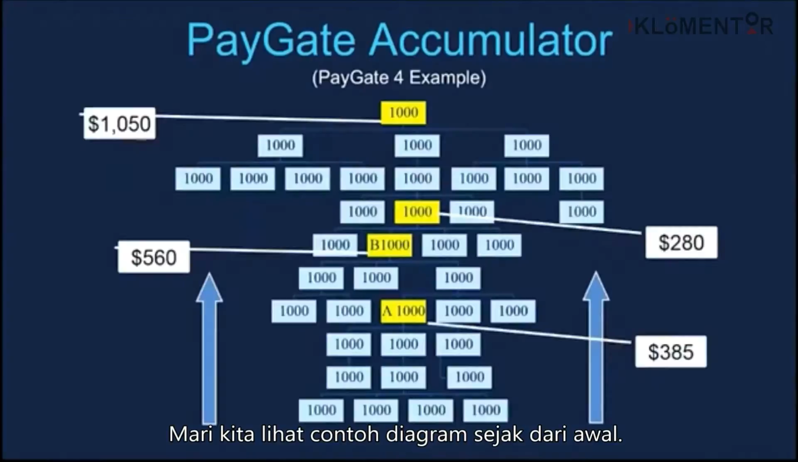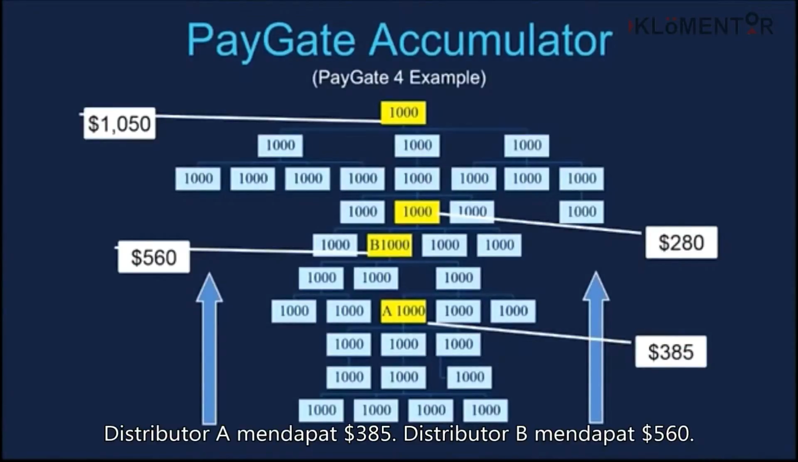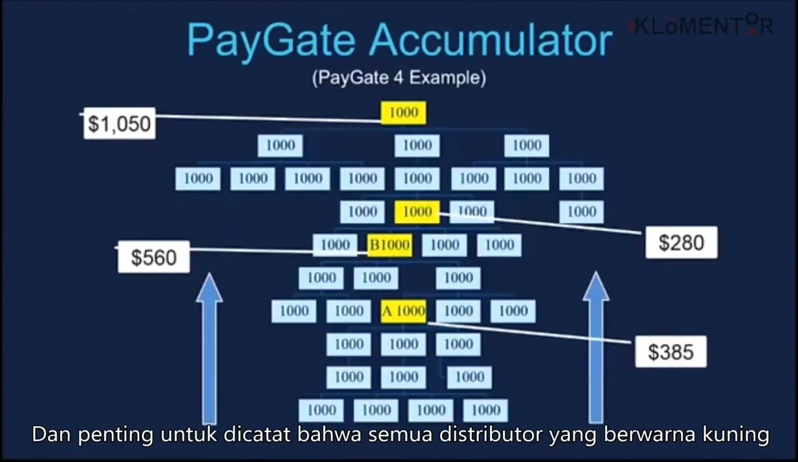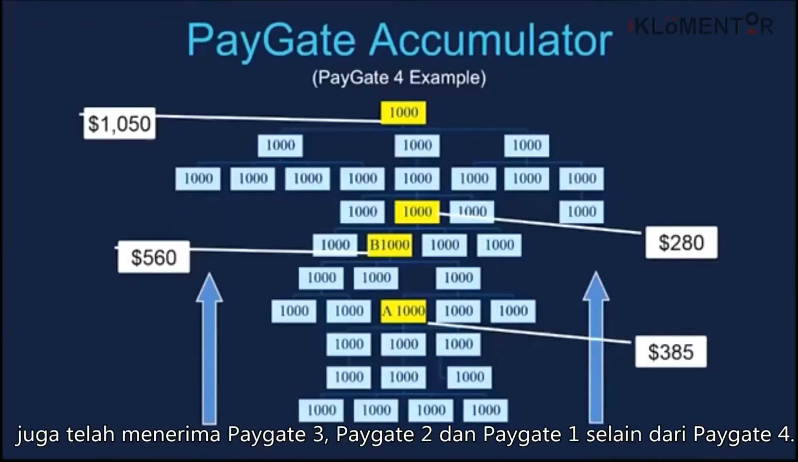So let's look at the example from the beginning. As you can see, Distributor A is paid out $385. Distributor B is paid out $560. And it's important to note that in this example, the 4 distributors highlighted in yellow would have already received Paygate 3, Paygate 2, and Paygate 1. So now they're on Paygate 4.